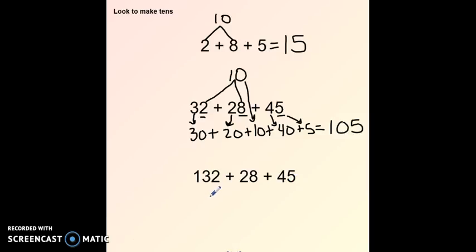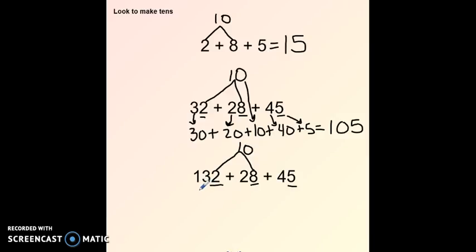Let's try one more problem. Here, one of our addends has a 3-digit number. We have 132 plus 28 plus 45. But remember, we're going to start by looking at our ones to see if we can make a 10 first. And, once again, I have a 2 and an 8, which will give me 10.